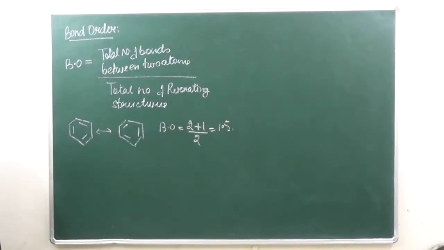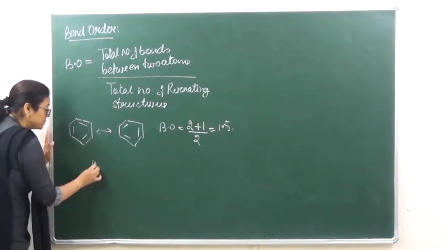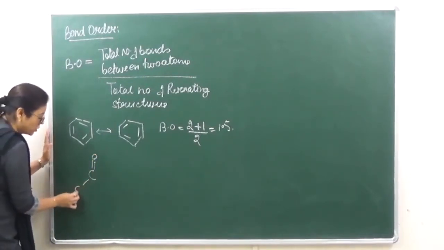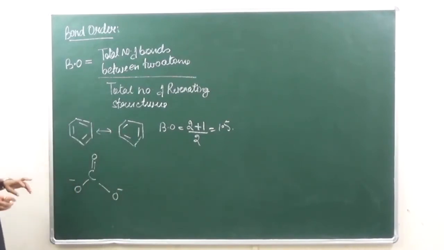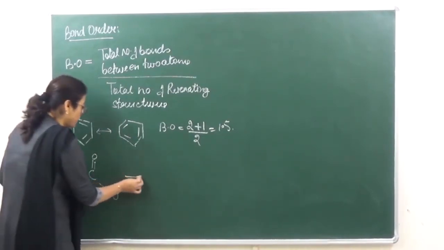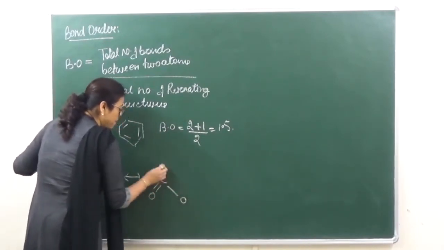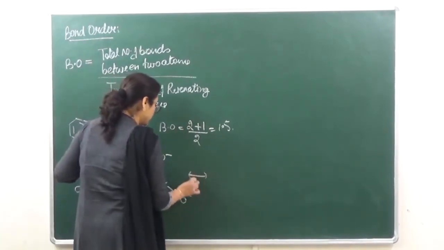ठीक है? Similarly, let's take another example over here. हमारे पास कार्बोनेट आयन है. सो कार्बोनेट आयन का जो स्ट्रक्चर है, this is the structure. If you're drawing the resonating structures over here, and then another one.